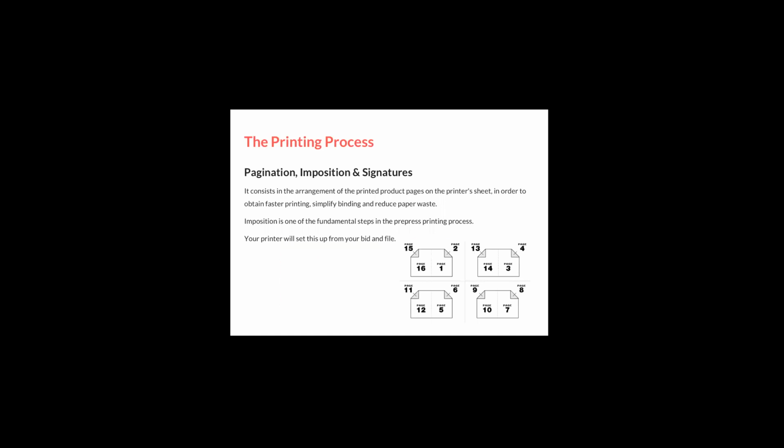So it's not something that you have to worry about, but it consists of the arrangement of the printed product pages on the printer sheet in order to obtain faster printing. It's a very easy process that simplifies binding and reduces paper waste. That's the reason why they do that. Imposition is one of the fundamental steps in the pre-press printing process, and your printer will set this up from your bid and file.